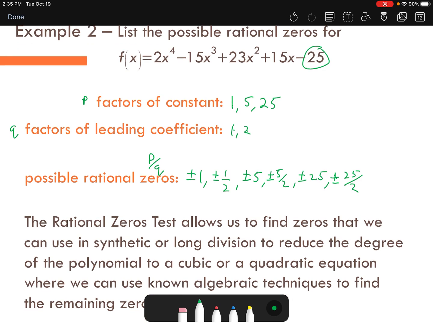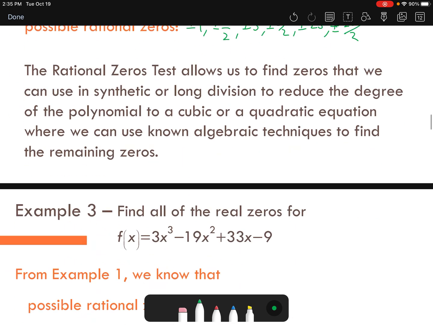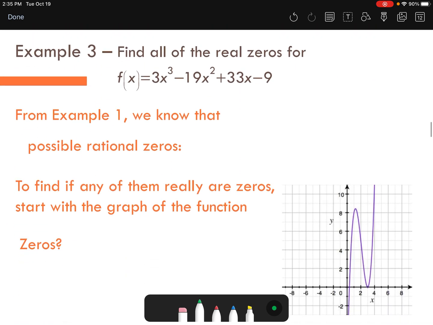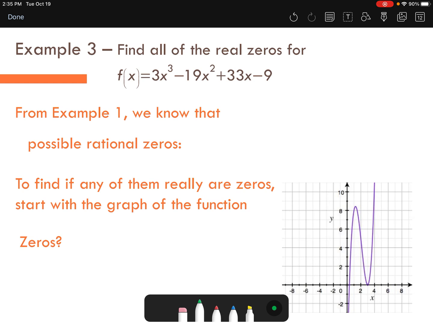Now the rational zeros test allows us to find the zeros that we can use in synthetic or long division to reduce the degree of the polynomial to a cubic or a quadratic equation where we can use algebraic techniques that we already know, like factoring or the quadratic formula, to find the remaining zeros. So let's find all the real zeros of example 3, okay?